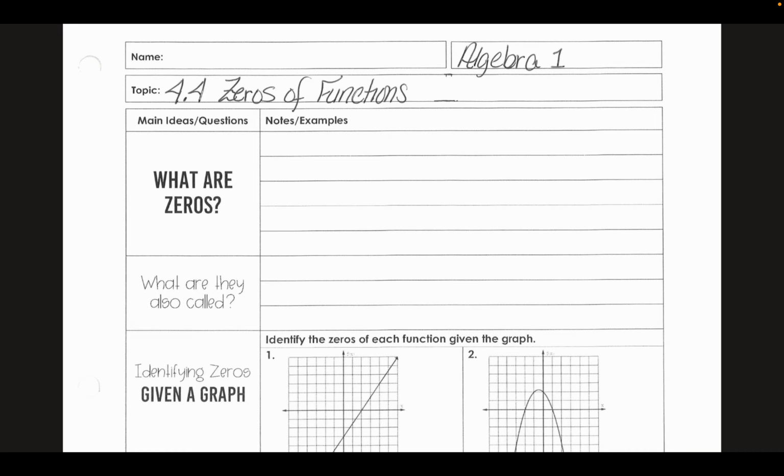Zeros are one of two things, depending on whether we're talking about graphically or algebraically, and they're really one and the same. It's just two different ways of thinking about it. So graphically, or on a graph, the point or points (the S goes in parentheses, could be singular or plural) at which the graph crosses the x-axis.